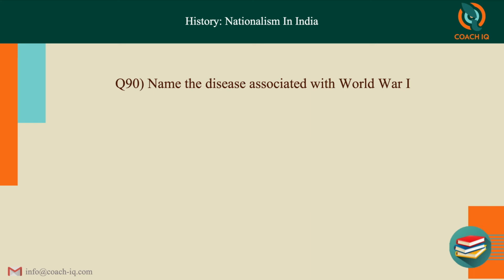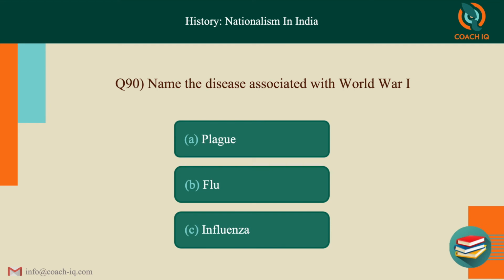Name the disease associated with World War I, plague, flu, or influenza. The answer is influenza. Now here there is a way to remember, because two diseases are mentioned in this lesson. One is plague and one is influenza. Now World War one in the Roman number resembles I, right? So influenza also starts with I. So remember, World War I with influenza.